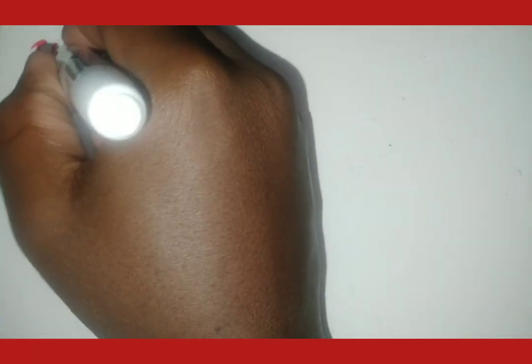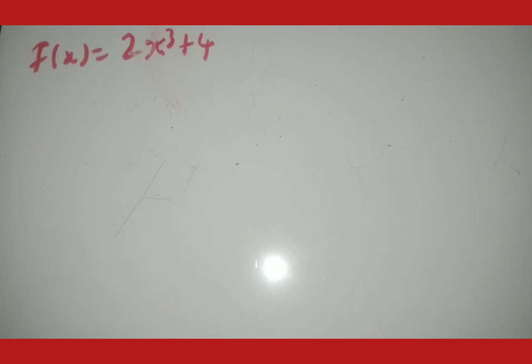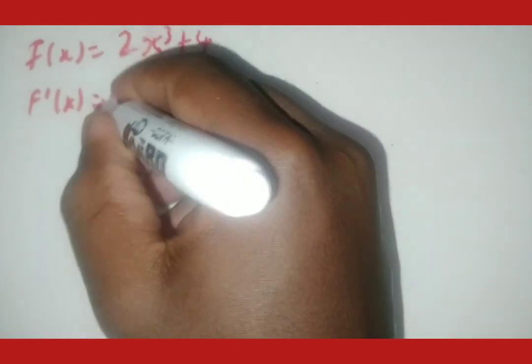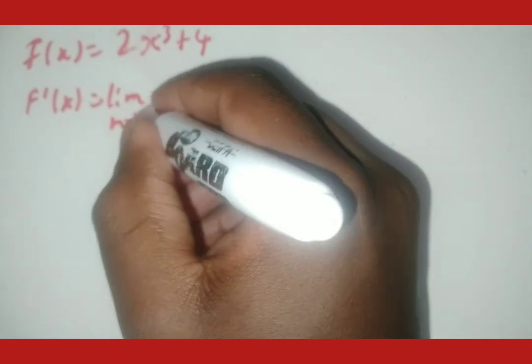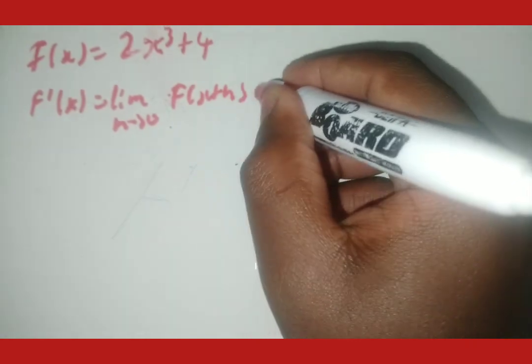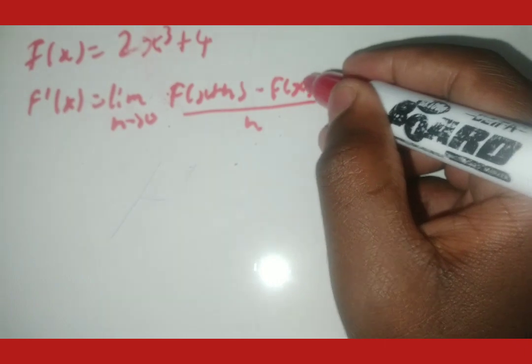So let me show you an example with cubics. Here is the cubic version of it. So let's just say we've got f at x equals 2x cubed plus 4. All right, and let's just say find this from first principles. So then of course we know that first principles, f prime x is equal to limit as h tends towards 0, meaning as h approaches 0, f at x plus h minus f at x all over h. So that's what we have.